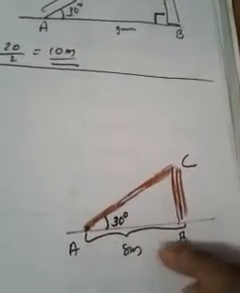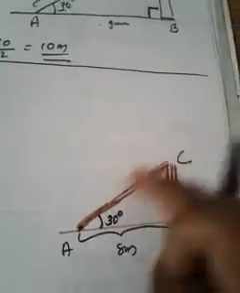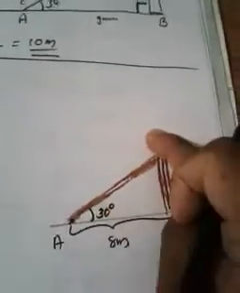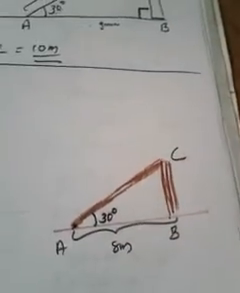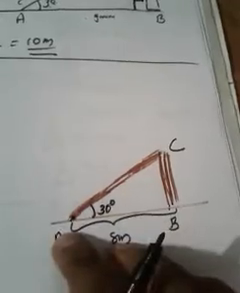AB is the distance. Here BC. So you can write in this way. Here BC plus AC is the total height of the tree, and AB is the distance between the foot of the tree and the top of the tree.